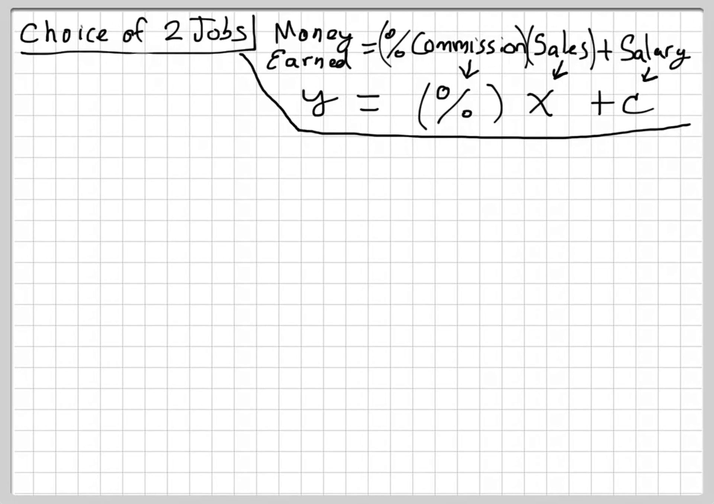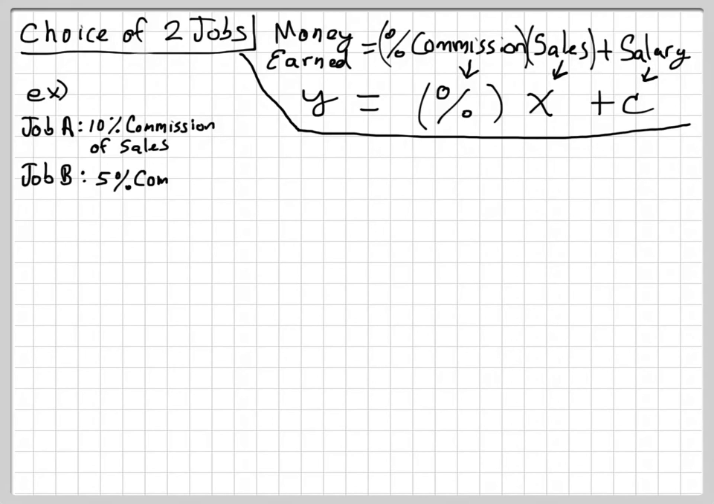This is an example of an application problem that we did in Chapter 7. And here we have the choice between two jobs. So in this particular example, we have two jobs that offer different things.